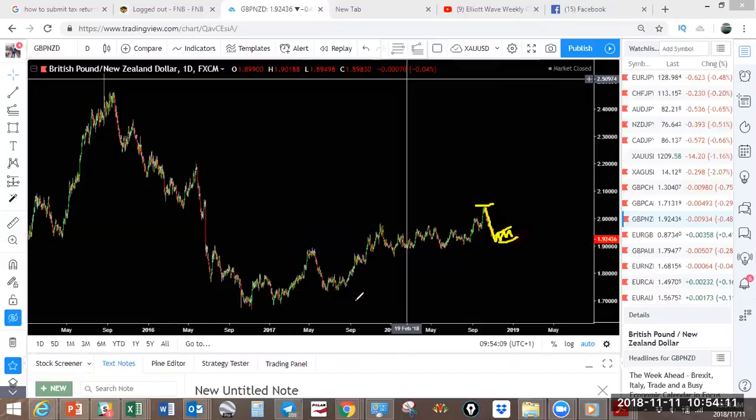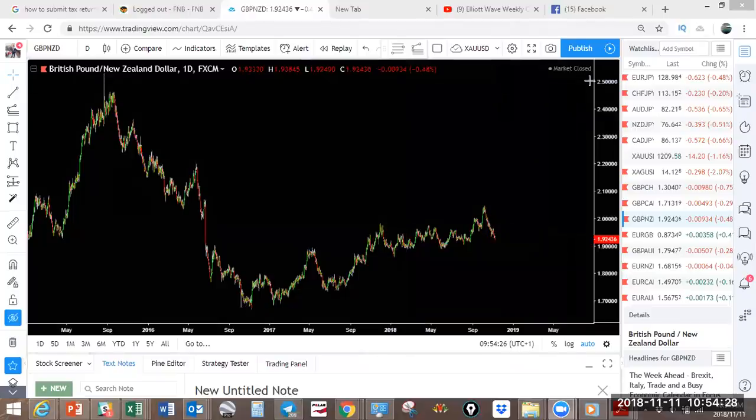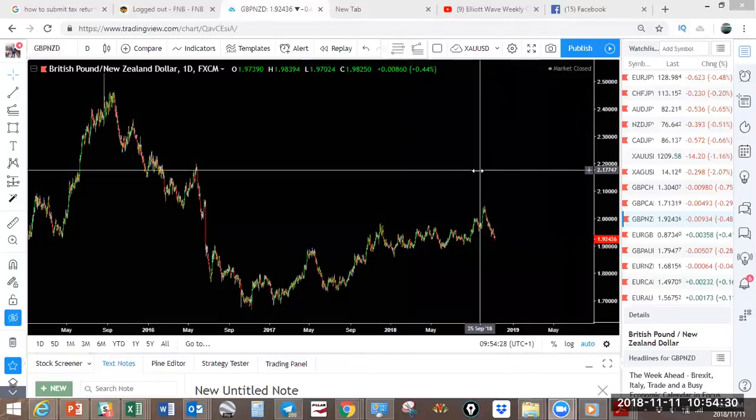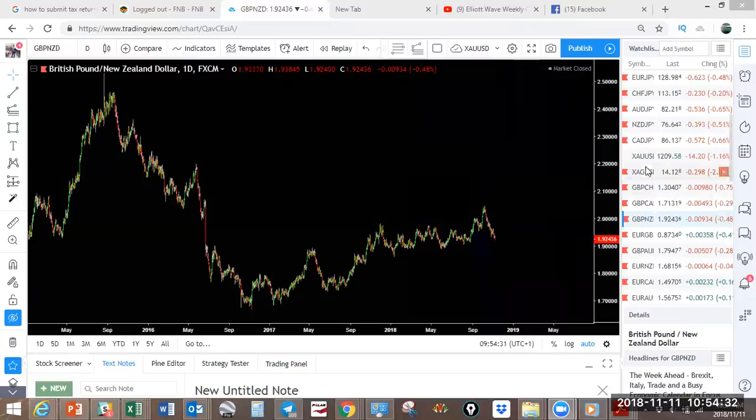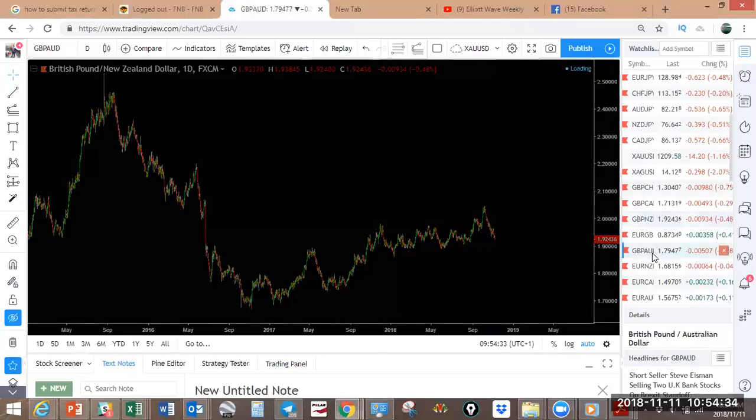Okay, that will be a very nice trade that will go minimum to around the 1.7 area, and that is very, very far in terms of pips. That's over 2,000 pips to the downside if you get a nice entry here. Okay. Pound US dollar is looking rather similar. Pound AUD, let's look at Pound AUD.